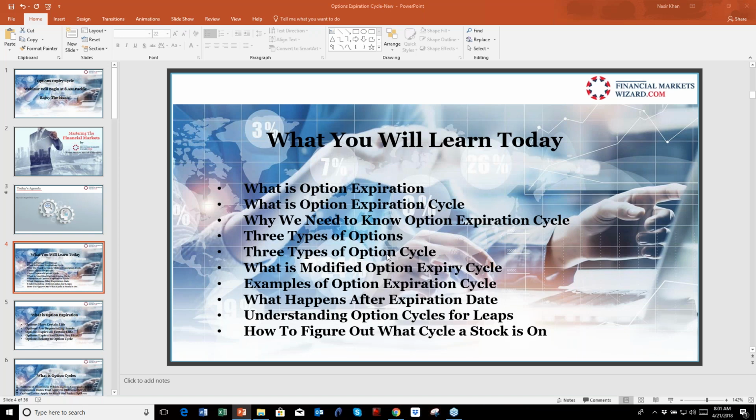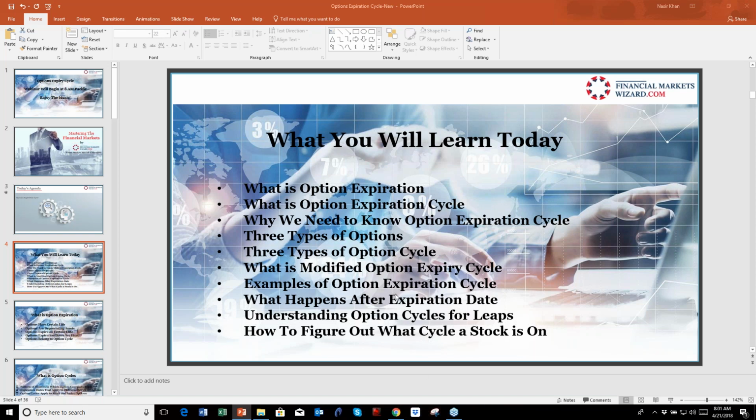What is option expiration? What is the option expiration cycle, and why do we need to know it? As an option trader, we must know the option expiration cycle. There are three types of option cycle. I am sure you know this already, but I'll go through it too. This is the most important part: what are those three types of option cycle? And what is the modified option expiry cycle, and why was it introduced?